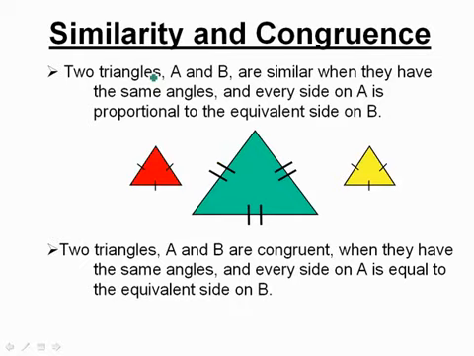Similarity and congruence. Two triangles, A and B, are similar when they have the same angles, and every side on triangle A is proportional to the equivalent side on B. So if you look at these three triangles down here, the red, the green, and the yellow, they all have the same angles because they're all equilateral triangles. Therefore, they all have three angles of 60 degrees, so they're all similar triangles.